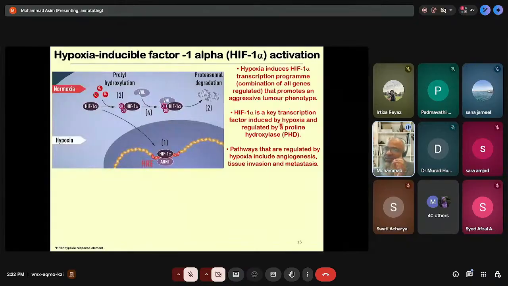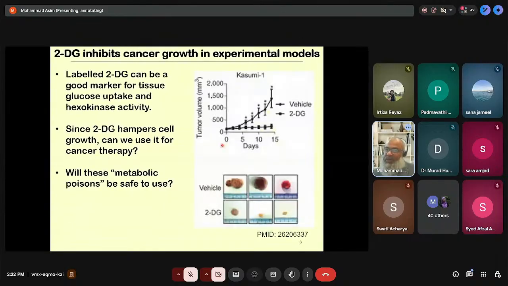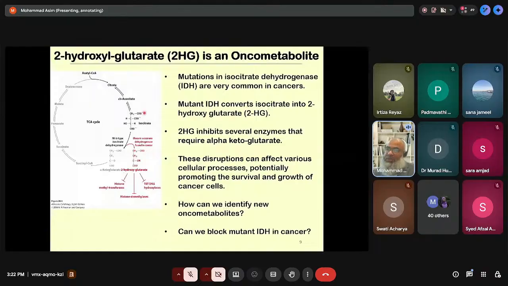So, what is happening here? The same alpha ketoglutarate, the product of a wild type isocitrate dehydrogenase reaction, that same enzyme, but wild type enzyme, gives rise to alpha ketoglutarate. If you want, I can show you that reaction again. Have a look here. Isocitrate in TCA cycle is converted into alpha ketoglutarate through the normal IDH enzyme. But if you have a mutation, this mutated IDH enzyme will convert isocitrate into 2-hydroxyglutarate.